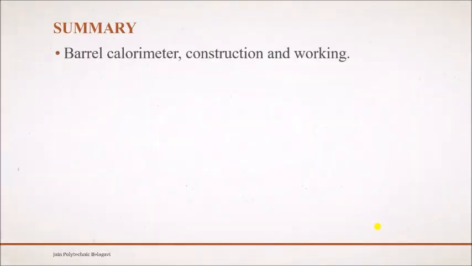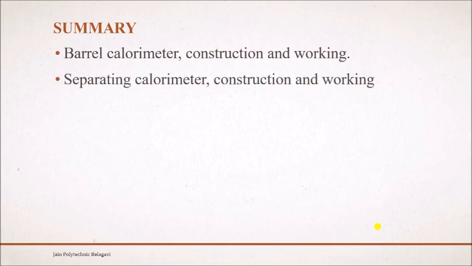So in this video we have covered the barrel calorimeter, its construction, the different parts and how it works. In the same way, the second apparatus we have seen is the separating calorimeter. We have gone through its various parts and its working. Both these calorimeters, as we have studied, are used to calculate the dryness fraction of a steam.